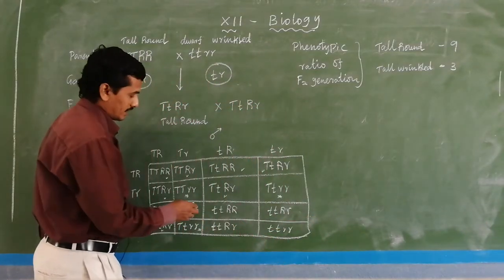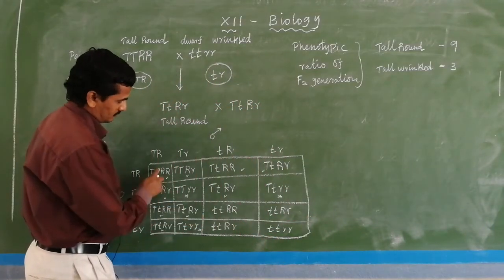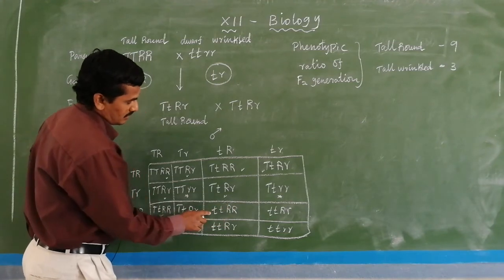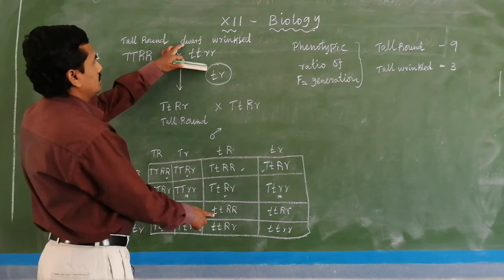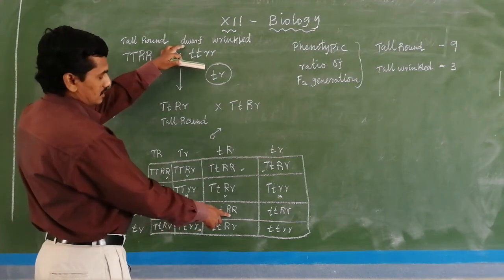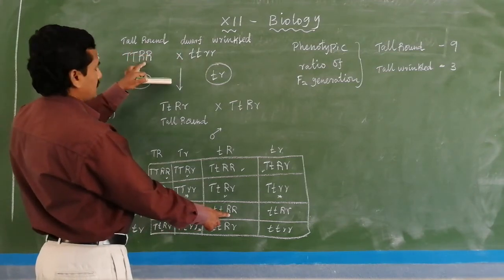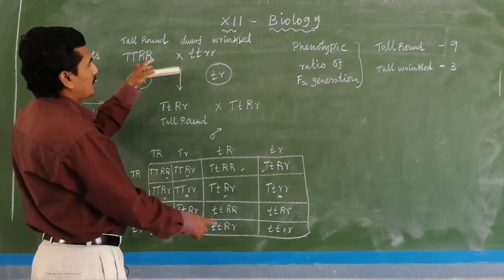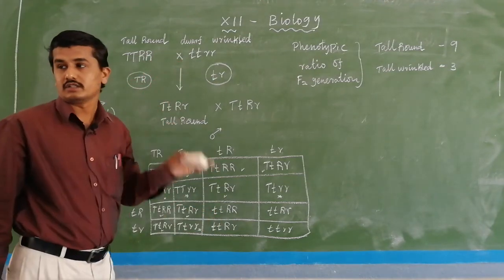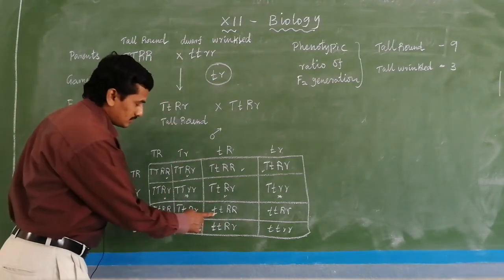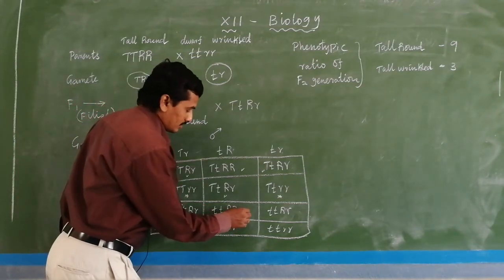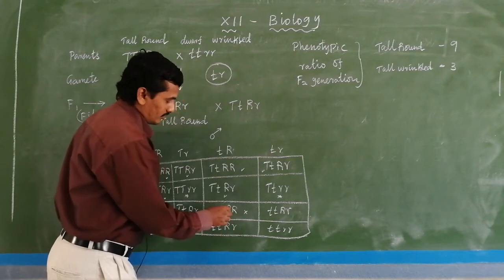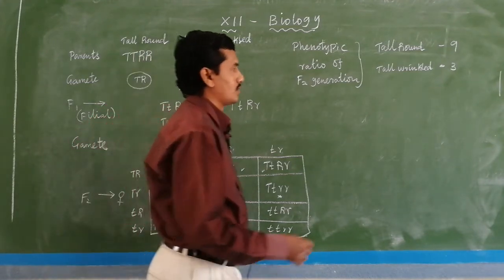Then the next character. On the same line, take this: dwarf plant, dwarf here, dwarf plant and round seeds. Capital R means it is expressing the round, small t means it is expressing the dwarf. Okay, here dwarf plant with round seeds. You put another one. This is dwarf plant with round seeds.